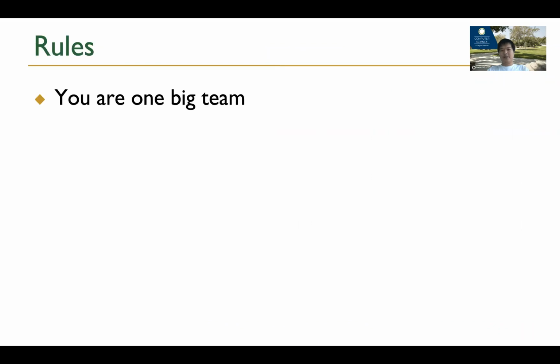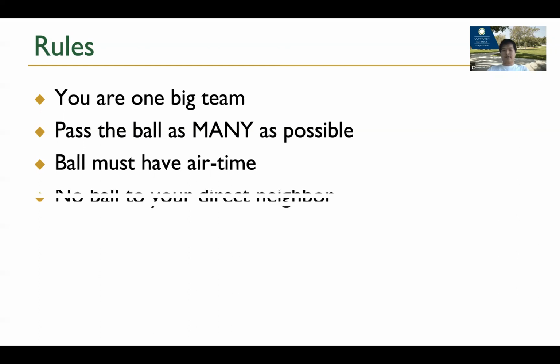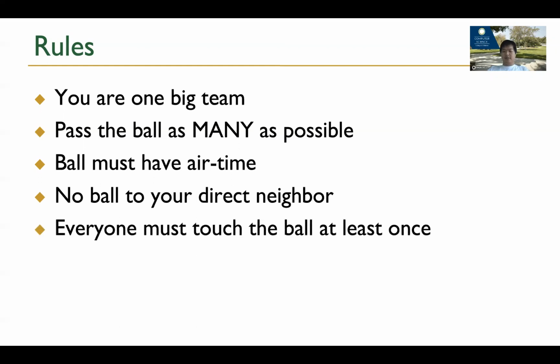So basically the whole class will be a team, okay? You are all in the same team, and we ask you to pass the ball as many times as possible. When you pass the ball, there must be some kind of air time, so you can't just directly hand it to another person. You have to throw it a little bit. It doesn't matter how far you throw it, but it has to have some air time. And you cannot pass it to your direct neighbor. We just want to make it a little bit more difficult, okay? It could be the one facing you, or the one next to your neighbor. For every ball, we want to make sure everybody touches it at least once. And after a round of passing, the ball will come back to the original person. At that time, we finish one ball passing, and you get 1 point.